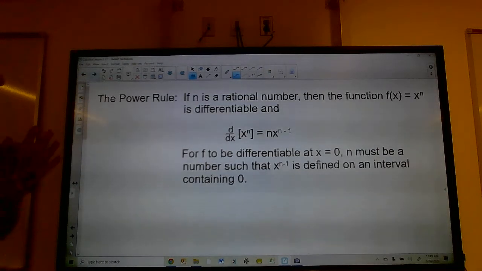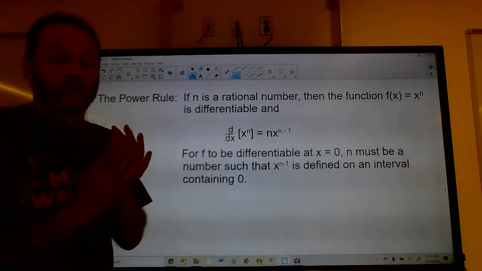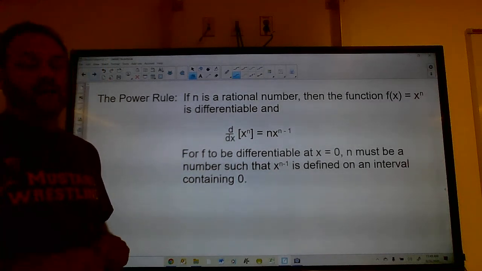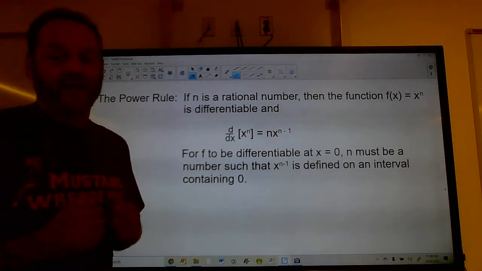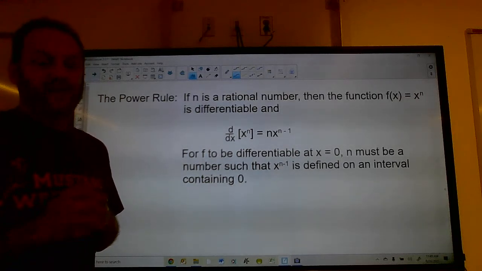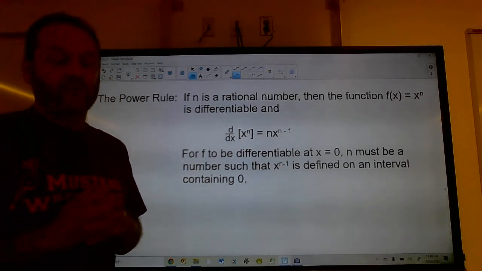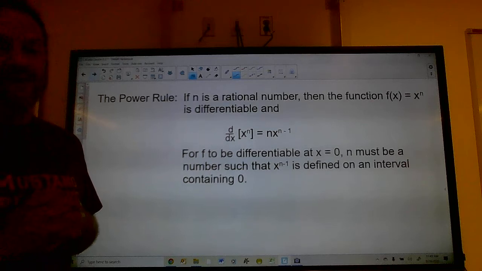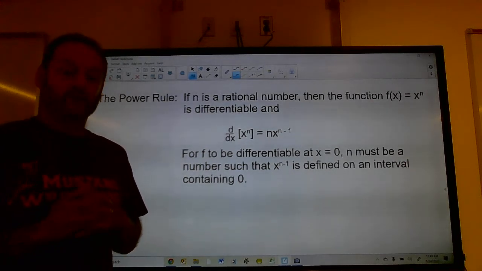The power rule. Okay, this is super important. You're going to use this all the time. If n is a rational number, then the function f of x equals x to the n is differentiable, and the derivative of x to the n is n times x to the n minus 1 power.